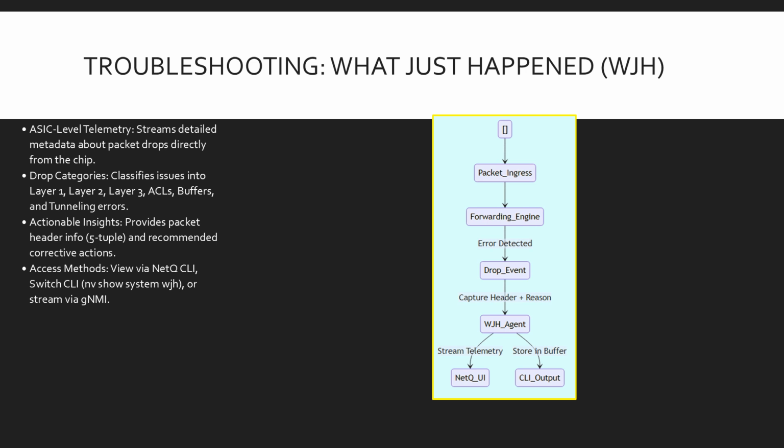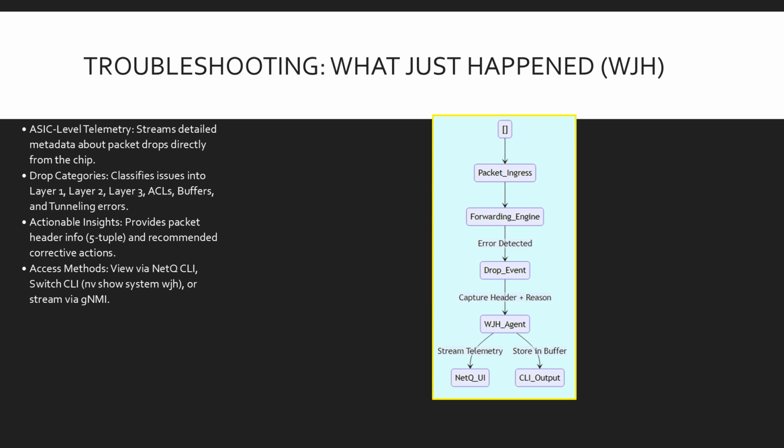When packet loss occurs, we don't guess. We use What Just Happened, WJH. WJH is not just a counter. It captures the context of the drop directly from the ASIC. It tells us exactly why a packet was dropped, whether it was an ACL denial, a buffer overflow, or a routing loop. You can view this directly on the switch using NV show system WJH packet buffer to see a table of drop reasons and affected flows.